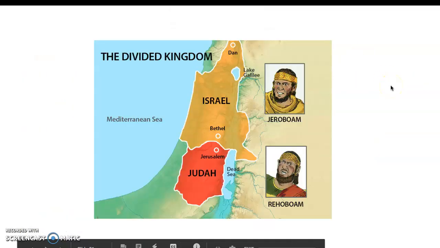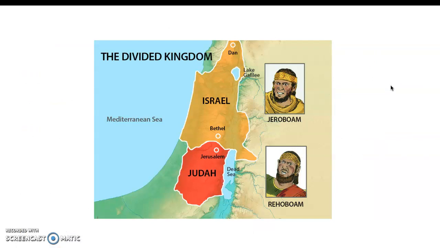So, the divided kingdom, circa around 920 BC: Jeroboam and the northern kingdom, Rehoboam, Solomon's son, with the southern kingdom of Judah. The capital city of Israel of the north is going to be Samaria. The capital of the kingdom of the south is going to be Jerusalem.